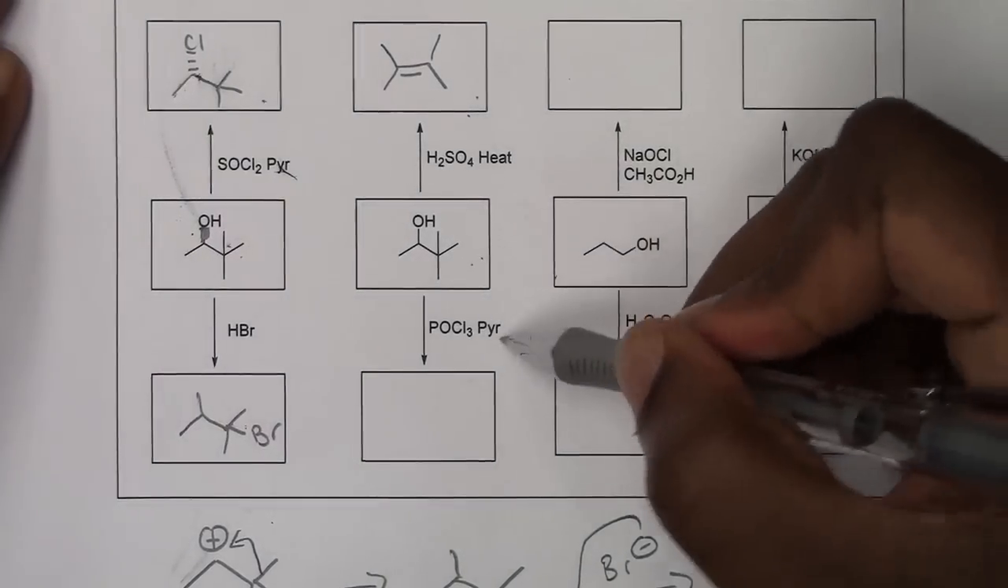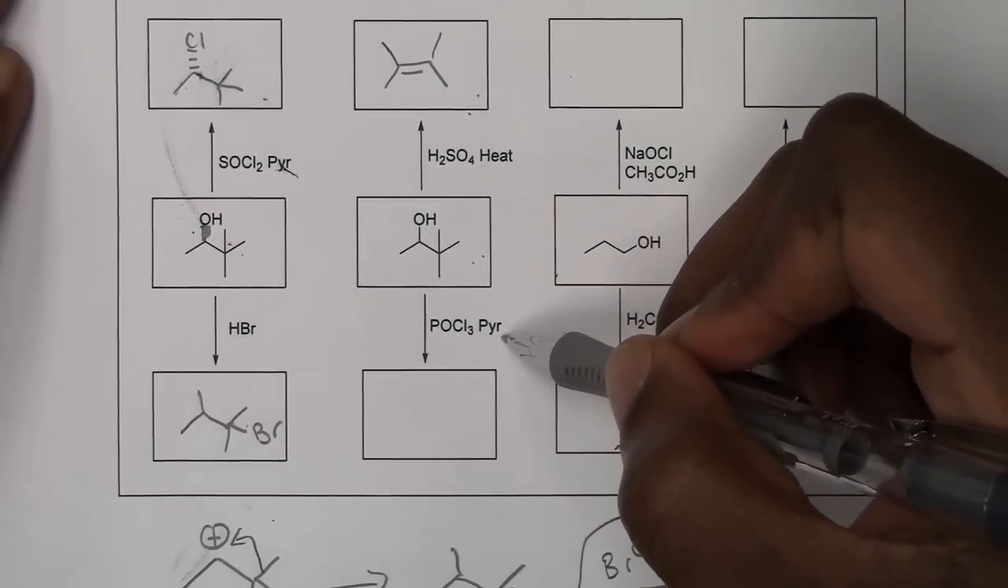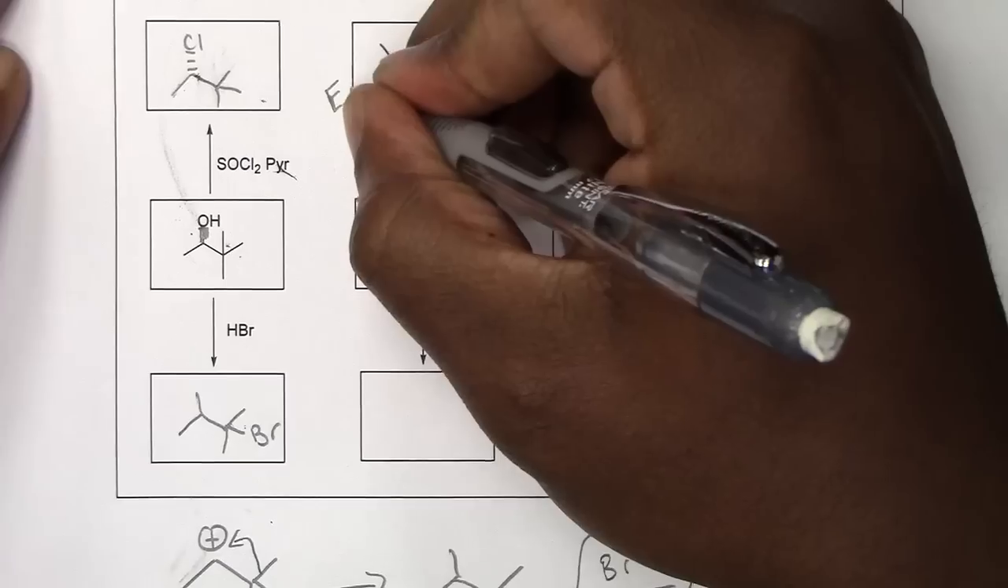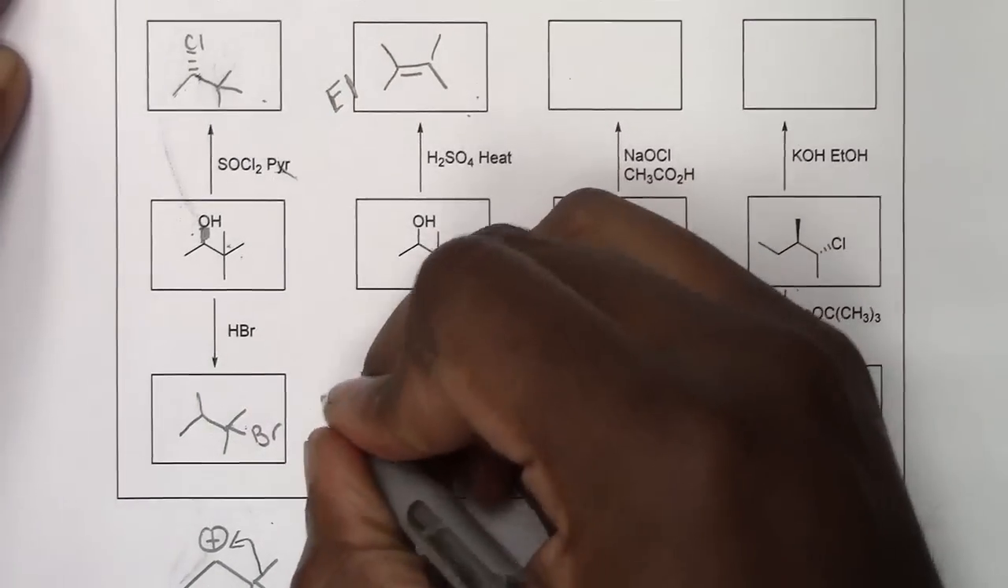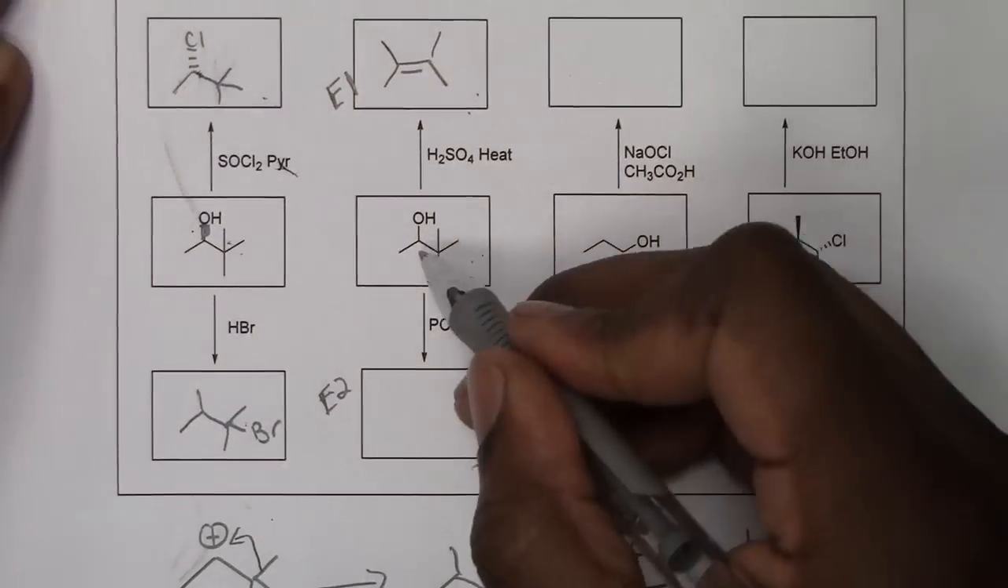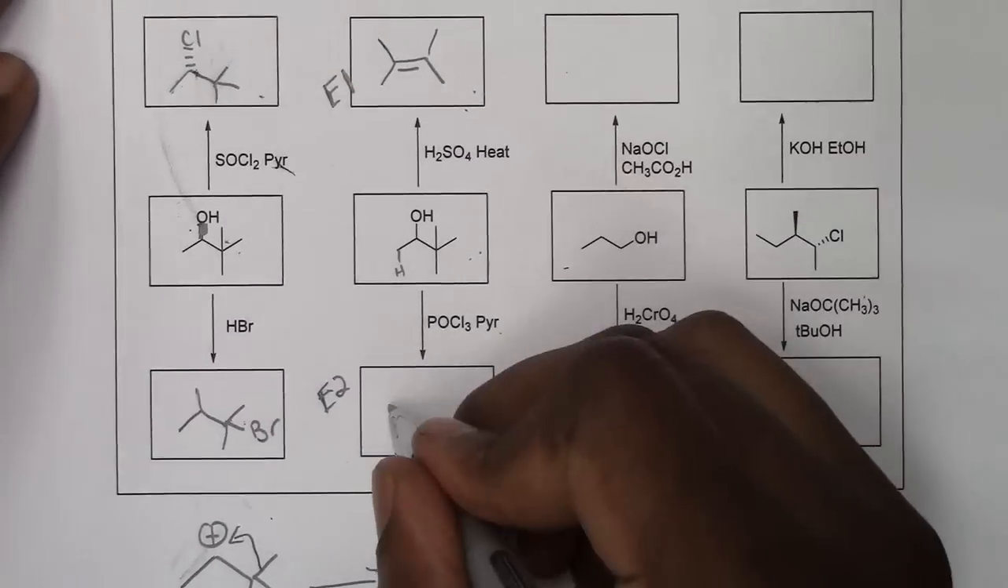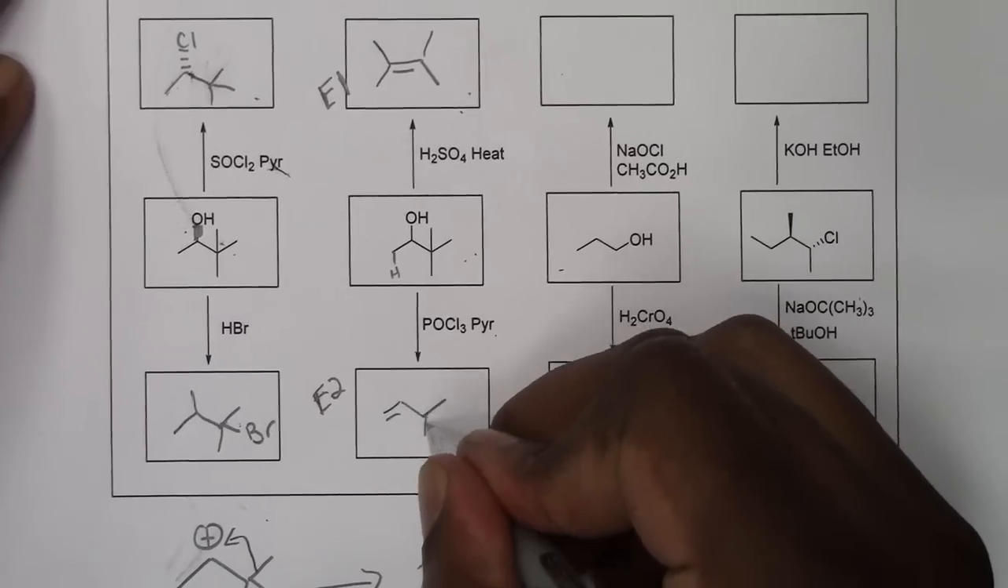What about POCl3 and pyridine? It would be without a methyl shift, so it's E2. And the only place we can remove a hydrogen, if this is not going to have a methyl shift, is over here. So we end up with this double bond.